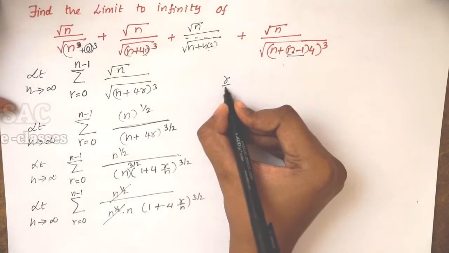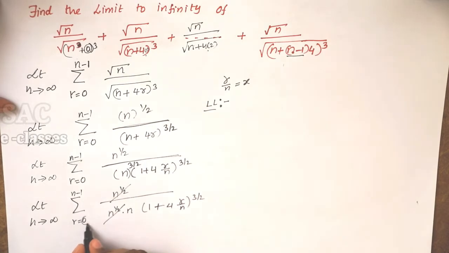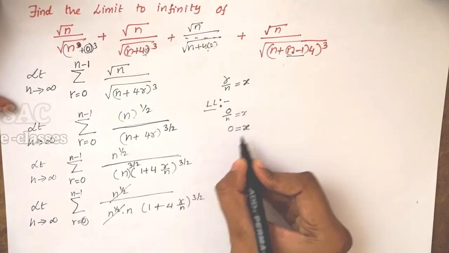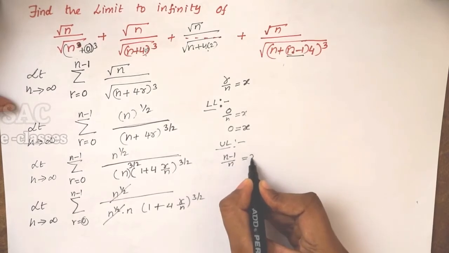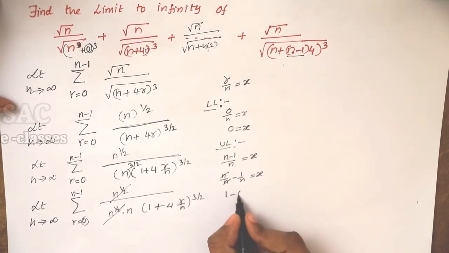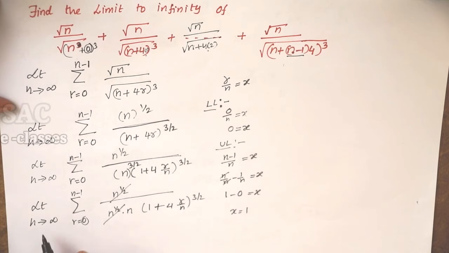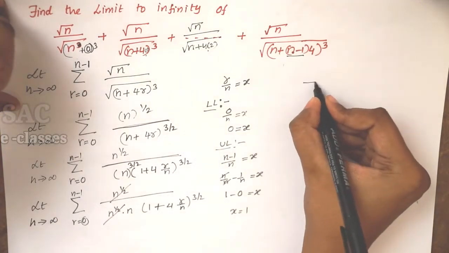Now let me assume that r by n is some x. Coming to the lower limit, 0 by n is anyhow 0, so the lower limit is 0. Coming to the upper limit, (n minus 1) by n. Can we express it as n by n minus 1 by n? Yes, n by n is 1, and 1 by n is 0. So x is 1. Why does 1 by n tend to 0? Because n tends to infinity, so 1 by n, 1 by n square, 1 by n cube all tend to 0.